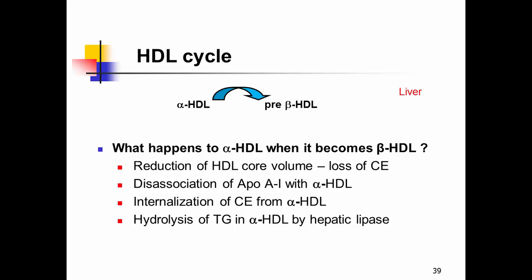Right? Yes. I'm confused. Why is the core volume reduced? Because isn't it going from like... Yeah, because it's cholesterol, right? It's picked up by the liver. So then alpha HDL is losing the cholesterol esters, right? So the volume decreases.